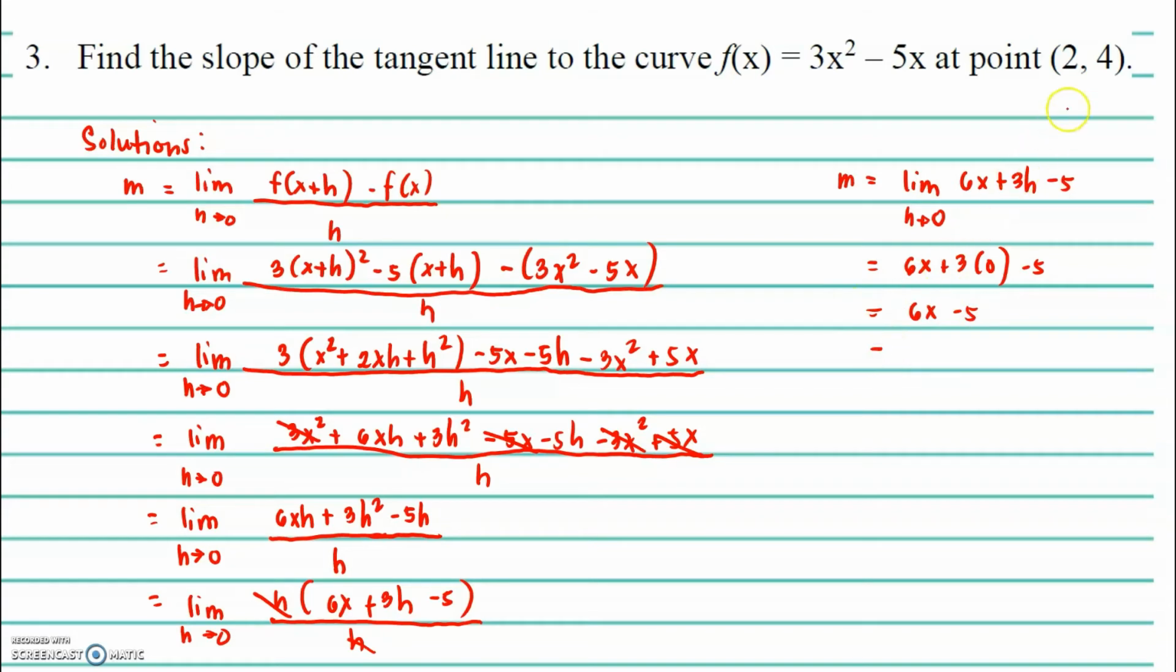Now remember, the tangent line to the curve is at point (2, 4). So your x there is 2. So you plug in 2 to x. So you have 6 times 2 minus 5. That is 12 minus 5. So your slope is 7.